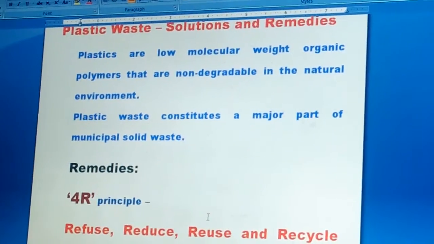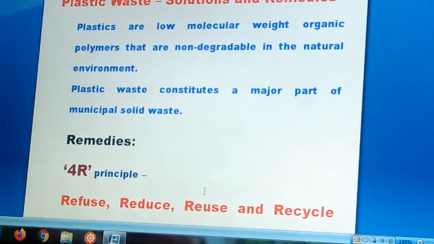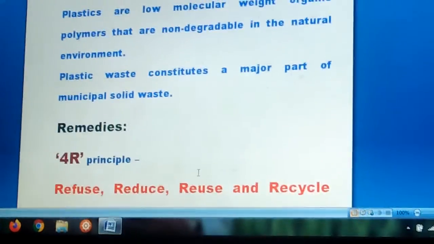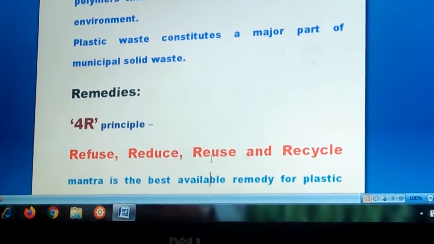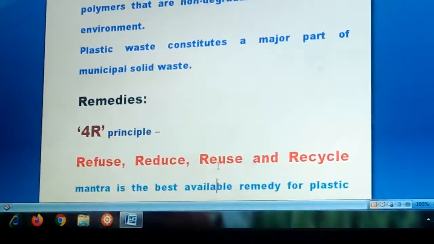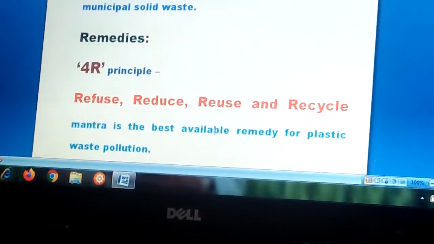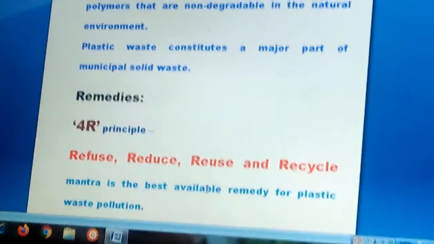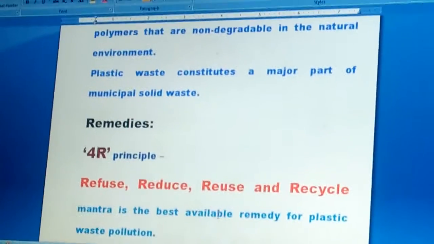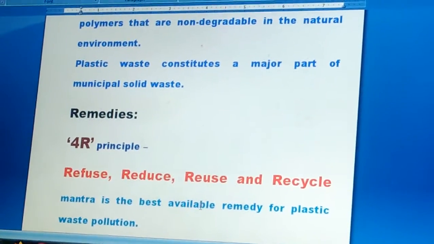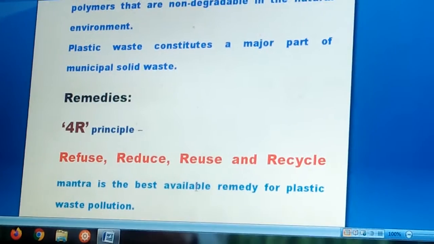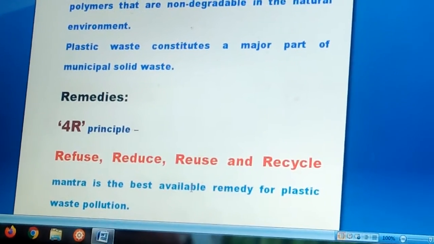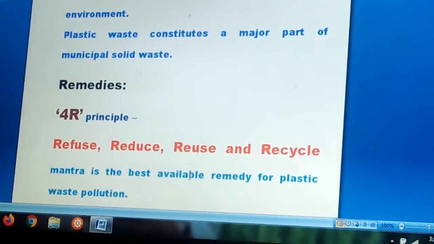Remedies. For the remedy of this, in the olden days we used the 3R principle. Nowadays it is modified as the 4R principle. 3R means reduce, reuse, recycle. But here we are adding one more thing, refuse. So the 4R principle is refuse, reduce, reuse and recycle. This is the mantra we are using. What is the mantra? The 4R principle, nothing but refuse, reduce, reuse and recycle. It's the best available remedy for plastic waste pollution.